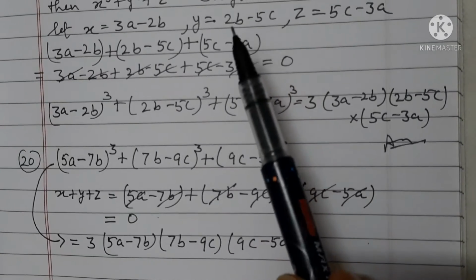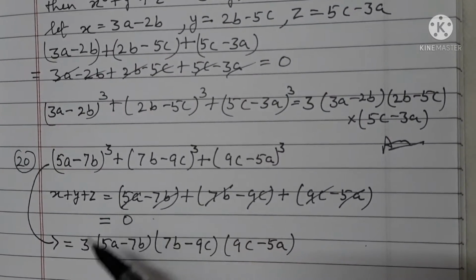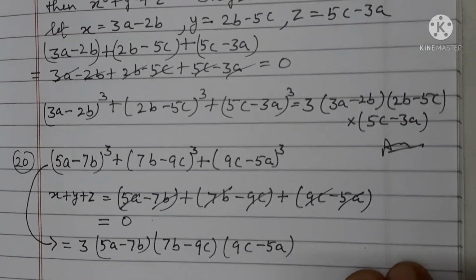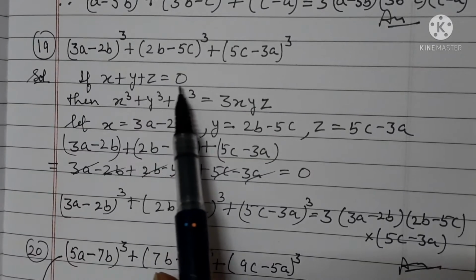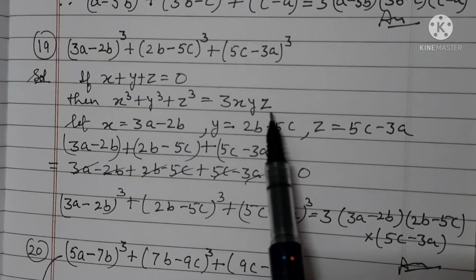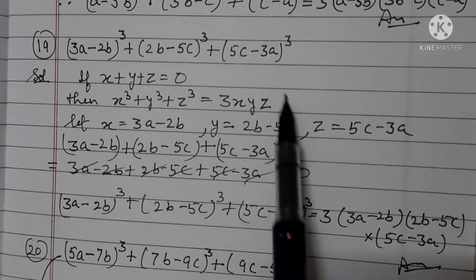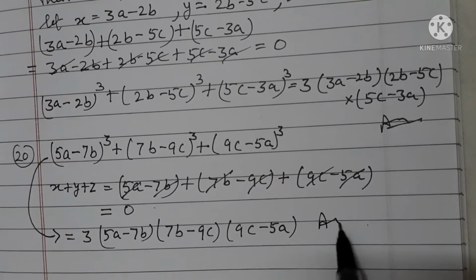So write down the concept which we have used in question number 19. Here I am doing it in short, but you should show this: if x plus y plus z is equal to 0, then x cube plus y cube plus z cube is equal to 3xyz. You have shown this concept. Now this is the answer.